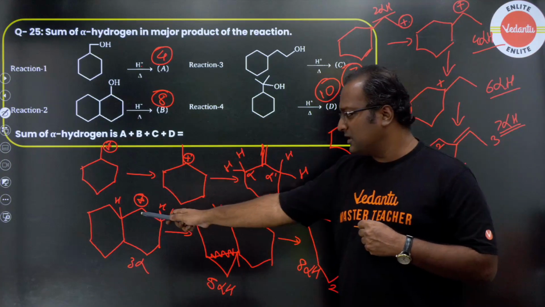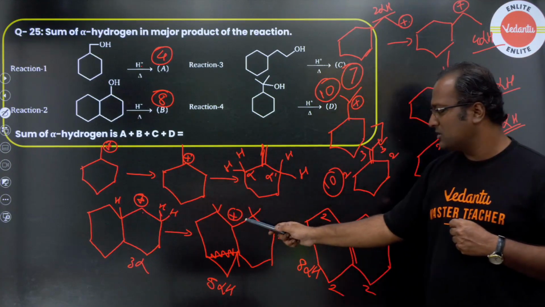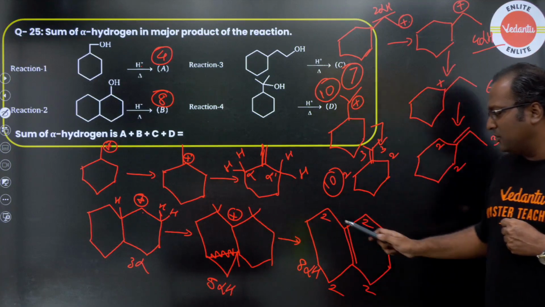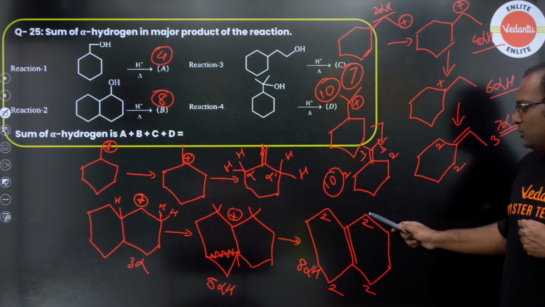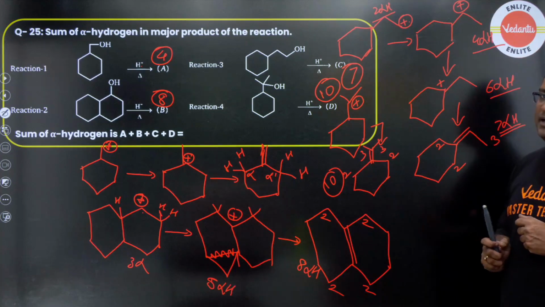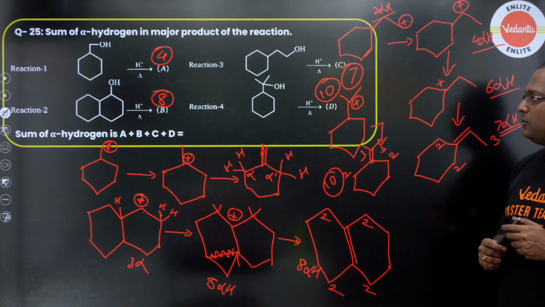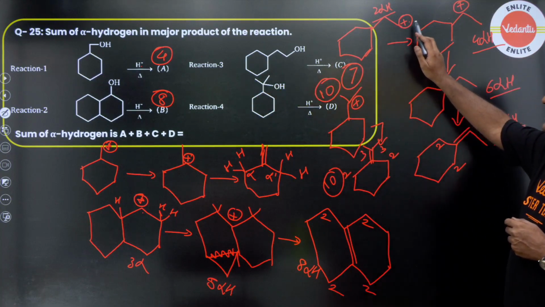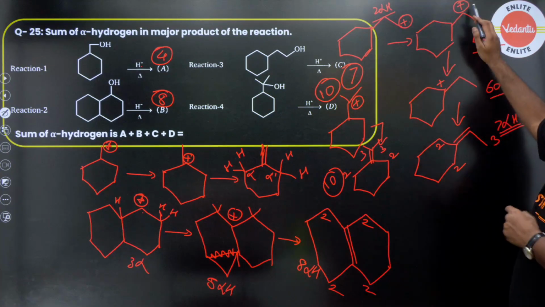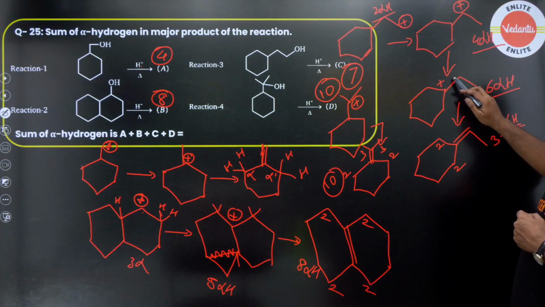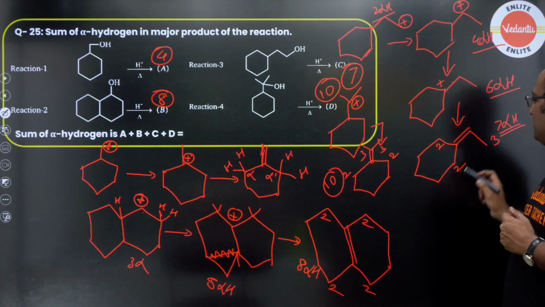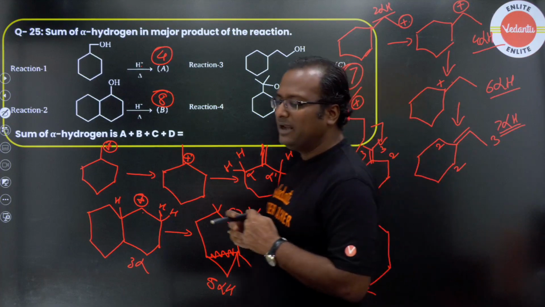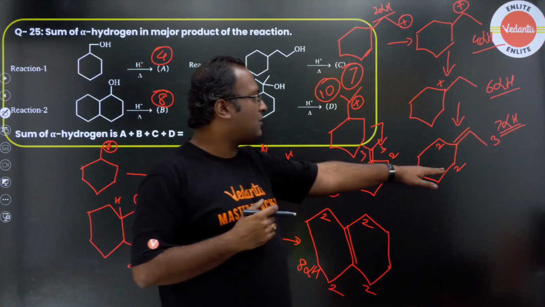Compound B, we make a positive charge here, it rearranges to give a more stable carbocation, then it gives you the ZF alkene as the product. You have 8 alpha hydrogens here. Next, the third one, we made a positive charge, we rearranged it twice so that it could reach the most stable position, and then we made the alkene. How many alpha hydrogens does this alkene have? It has 7 alpha hydrogens.